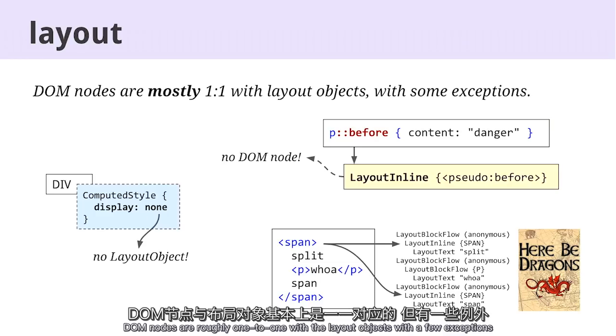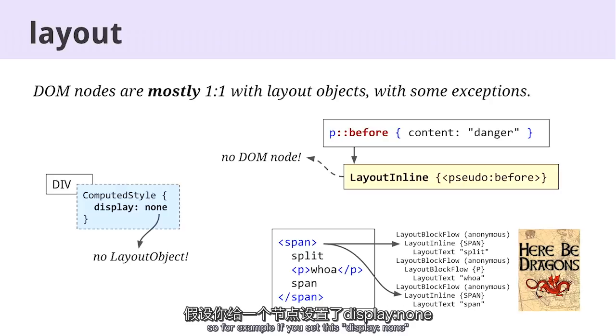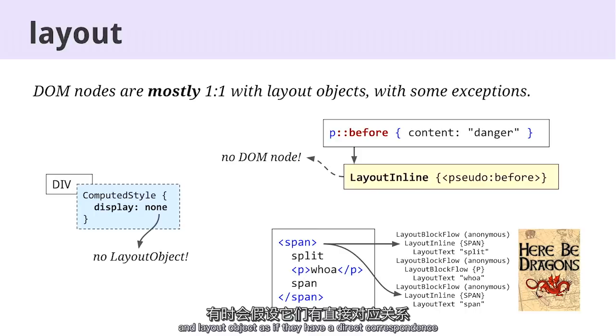DOM nodes are roughly one-to-one with layout objects, with a few exceptions. So for example, if you set display none on a node, then it doesn't create a layout object. And sometimes you can have a layout object with no node, and it's even possible in strange cases for a node to have more than one layout object. So we sometimes talk about DOM nodes and layout objects as if they have a direct correspondence, but just be aware that you can't always assume that's the case.